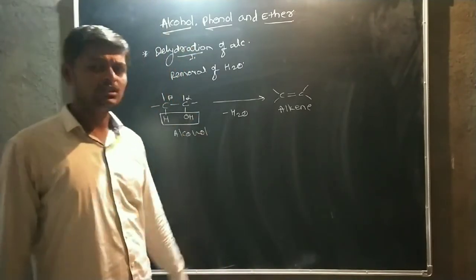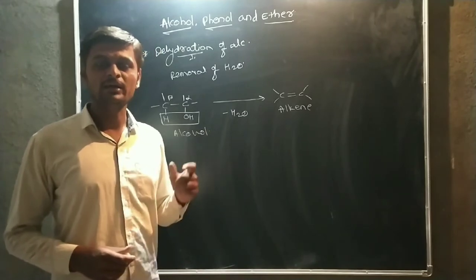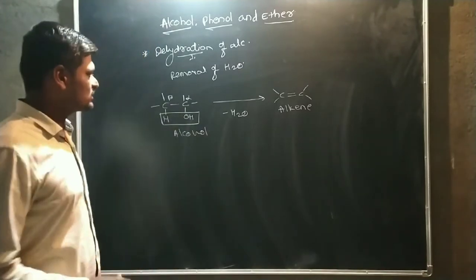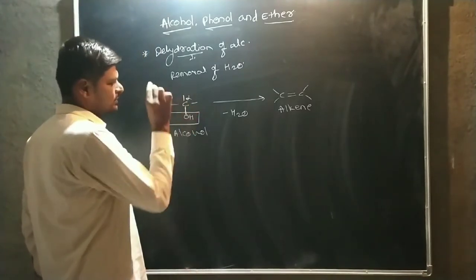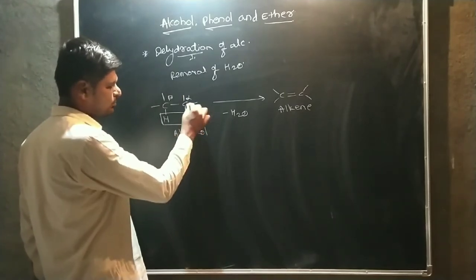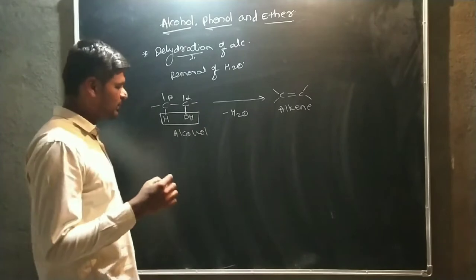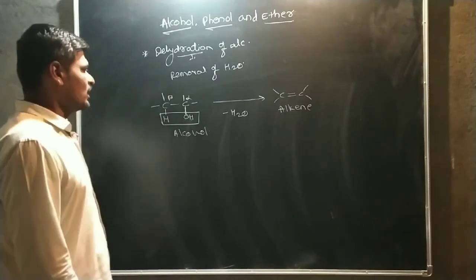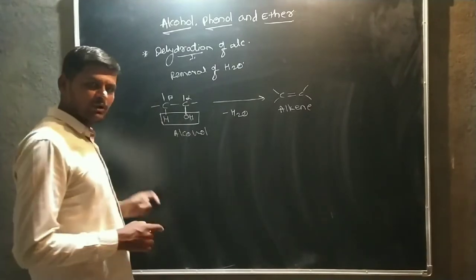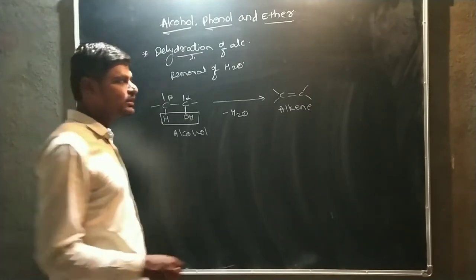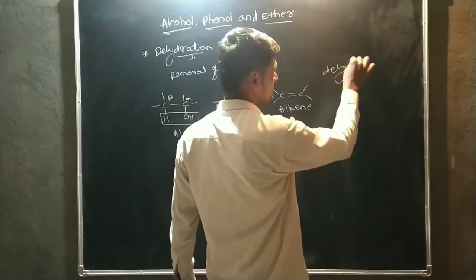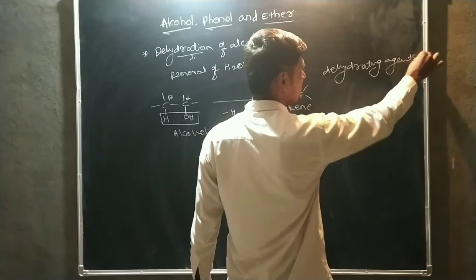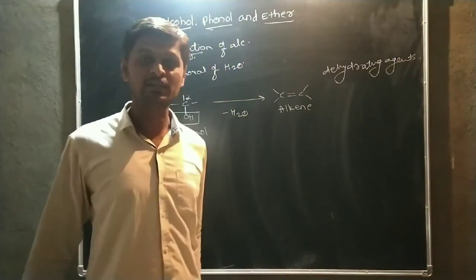But this reaction does not happen easily in the absence of any reagent, because this alcohol contains the hydroxyl group, and the bond between carbon and hydroxyl group should break down, and similarly the bond between carbon and hydrogen also breaks down. Therefore the water molecule is eliminated, but this reaction is carried out by using dehydrating agents, also known as dehydrating reagents.